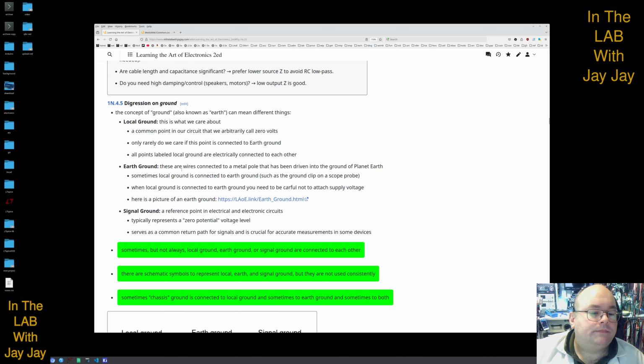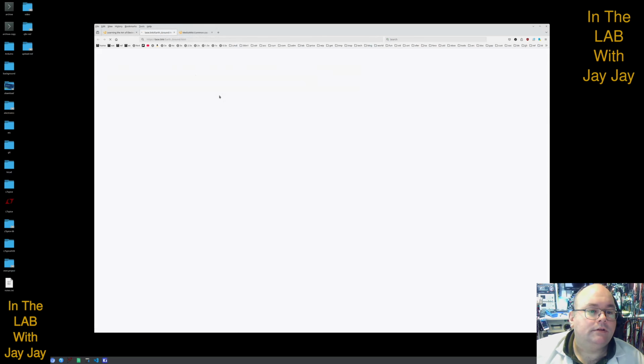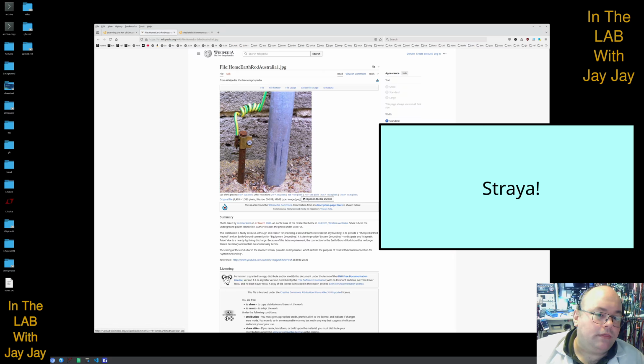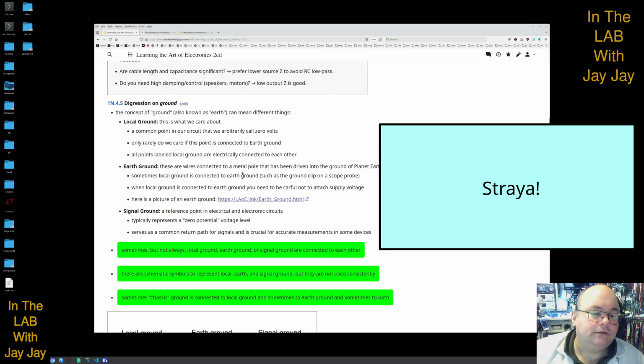Now the earth ground: these are wires connected to a metal pole that has been driven into the ground of planet Earth. Sometimes local ground is connected to earth ground, such as the ground clip on the scope probe. When local ground is connected to earth ground, you need to be careful not to attach supply voltage. And there's a picture of earth ground over here. Let's have a look at that. So this is the ground wire, and this is the pole that's gone into the ground. So that's literally how an earth or ground wire gets installed.